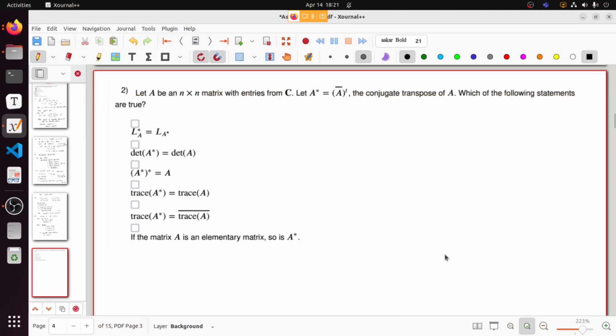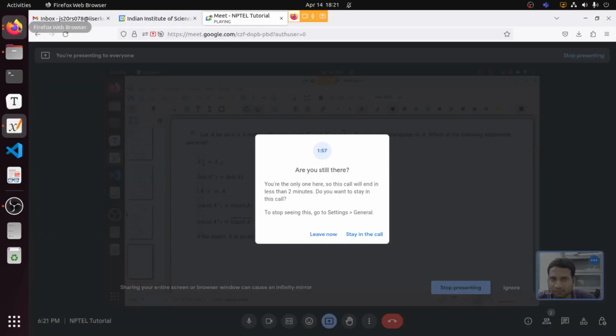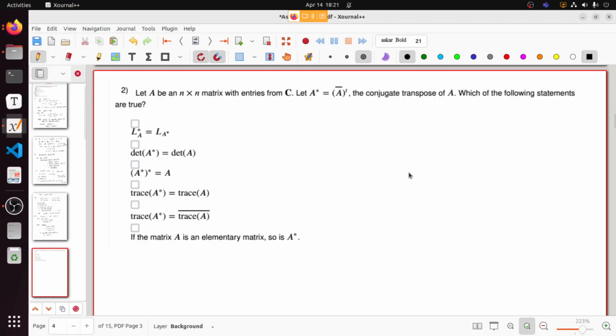Okay. So it's saying that let A be an n cross n matrix with entries from the complex numbers, and A star denote the conjugate transpose. Then which of the following statements are true? So let's do this. The first one is saying that L of A conjugate transpose is L of A star. So L of A is the linear operator corresponding to the matrix A.